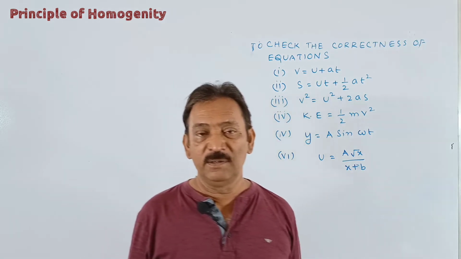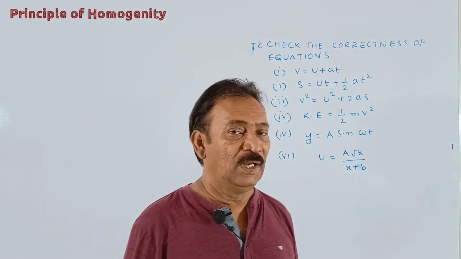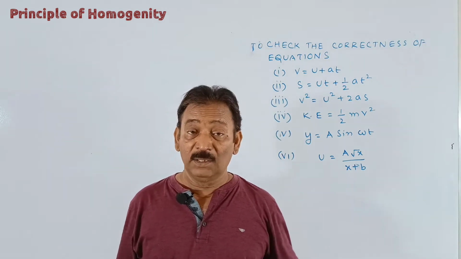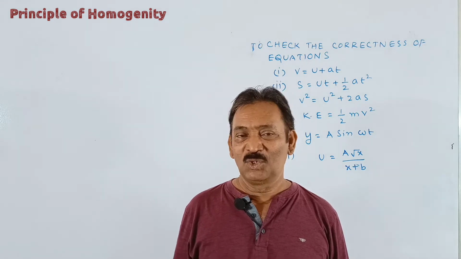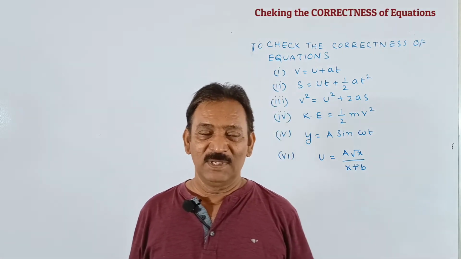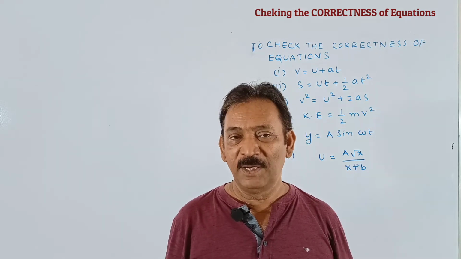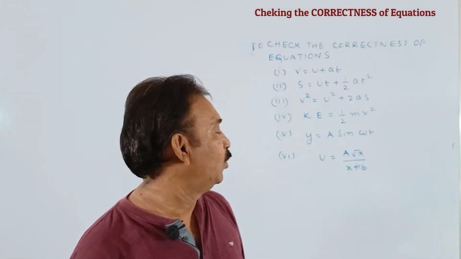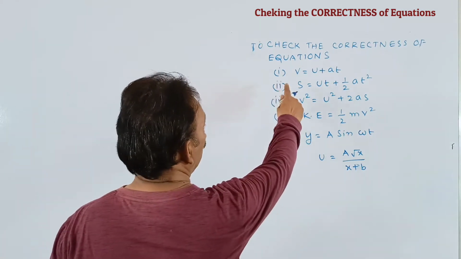We took the different types of equations and we are going to check whether they are dimensionally correct or not. Students, most of the equations can be checked by using dimensional analysis, I mean by using the principle of homogeneity. Let's start with the first question, students. The first question goes like this.